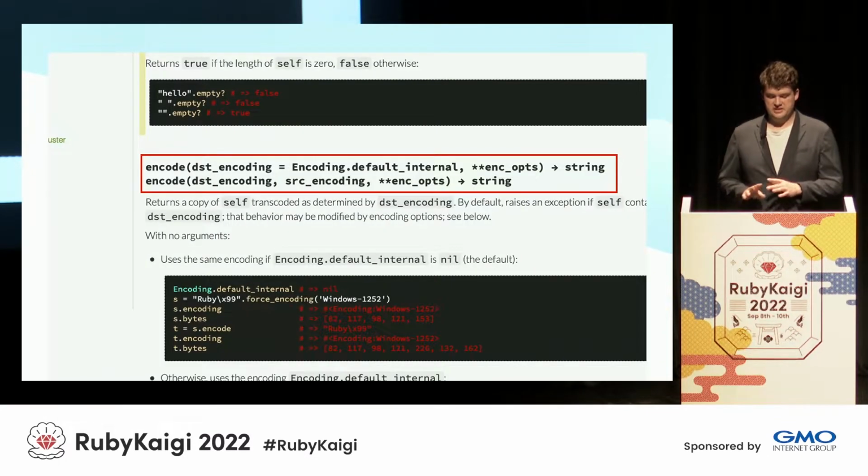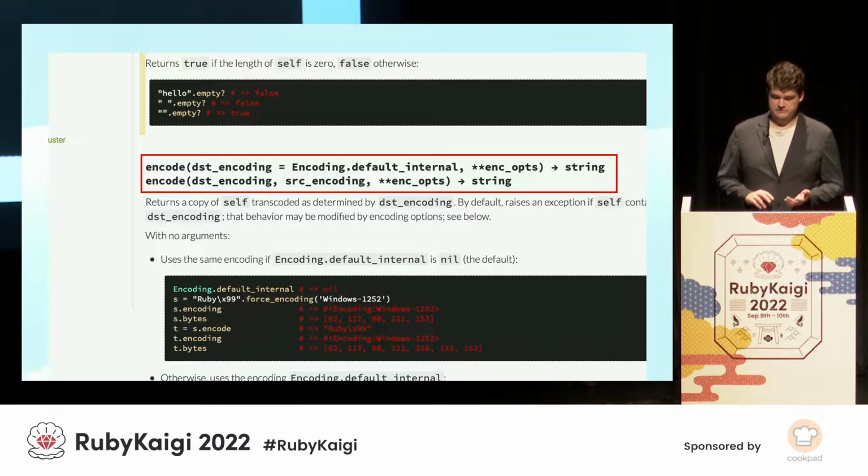A more complex example, this one being the encode method for the string object. You can see multiple call sequence entries that describe the different inputs and outputs to the encode function. This call sequence also documents default arguments, keyword arguments, and the return types.